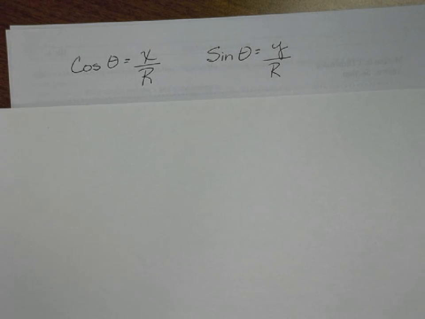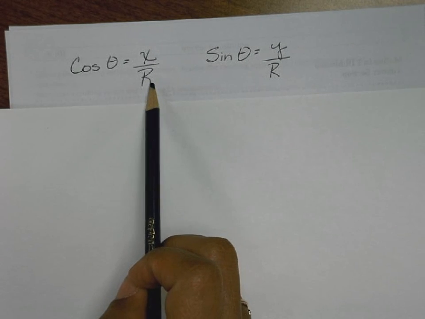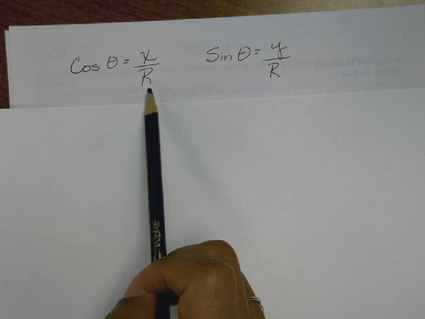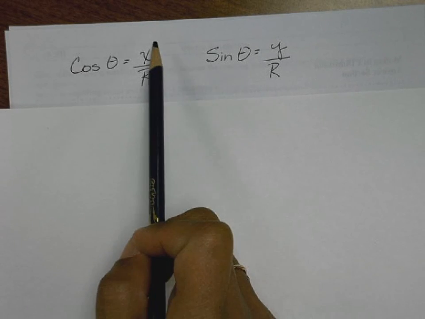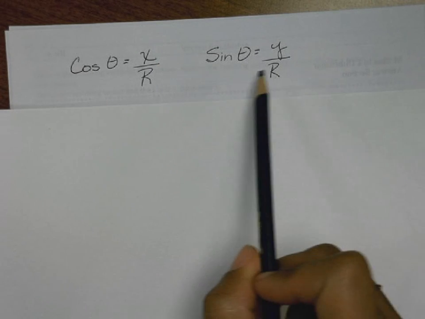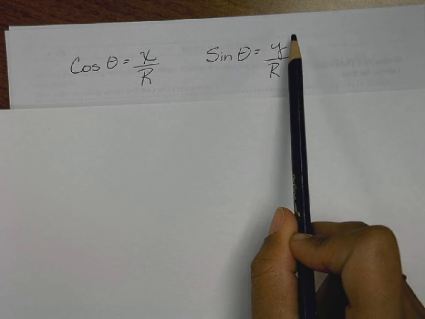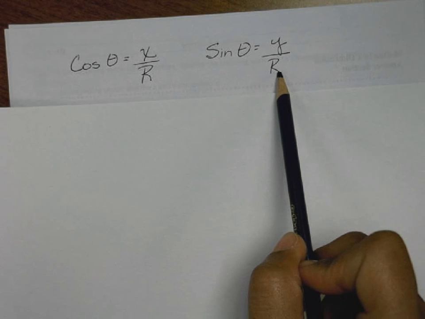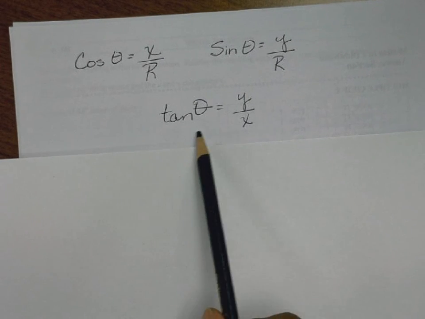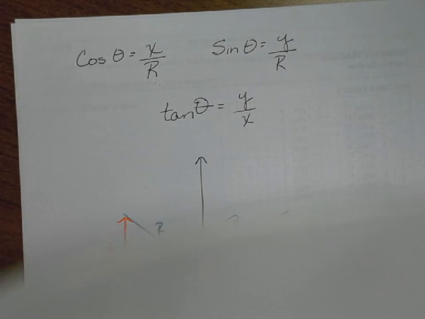It was pretty straightforward. What you did in the last assignment was review these functions here. I have cosine of my angle is the x value over the r value, the x component over the resultant, which you all know as adjacent over hypotenuse. And I'm going to get away from using those words. Sine of theta is y over r, or opposite over hypotenuse. And tangent of theta is y over x. So let's review x and y and r real quick.